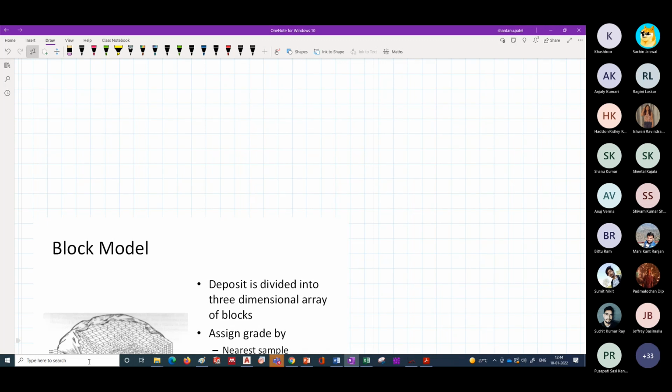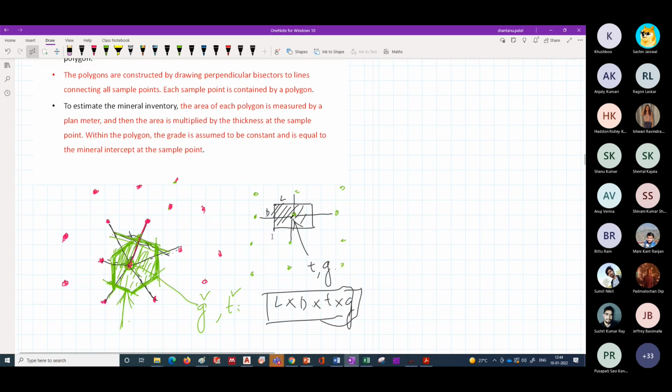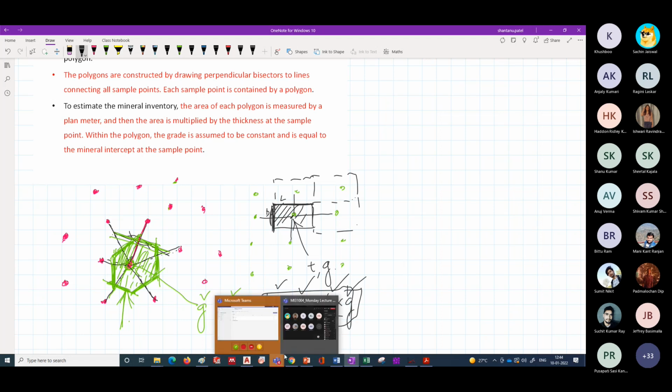So in the last one, L was the length and D was the width, for a polygon that is a rectangle here, right? So it will be divided into rectangles all around. L is the length of this rectangle here, and D is the width of this rectangle, and that's why length times width times thickness times G will be the total quantity of the ore. Fine, sir. Okay.